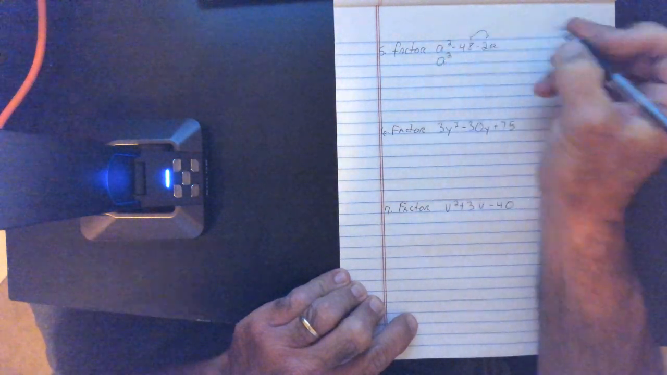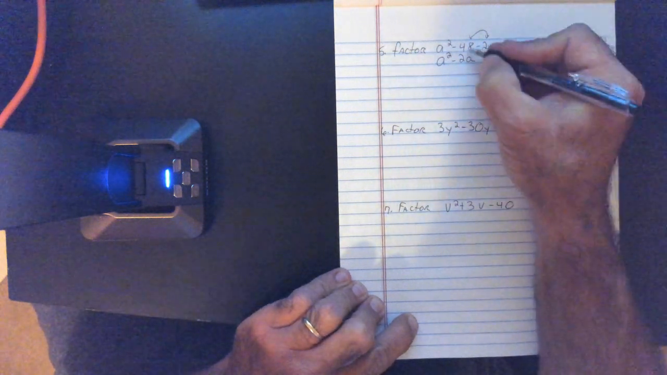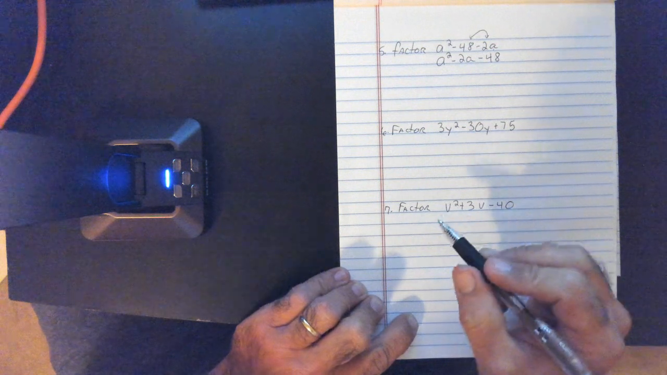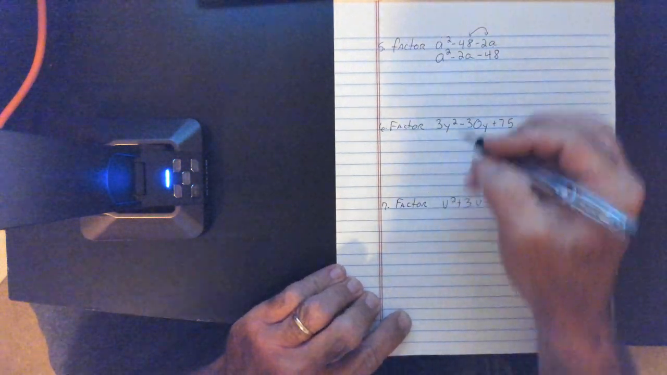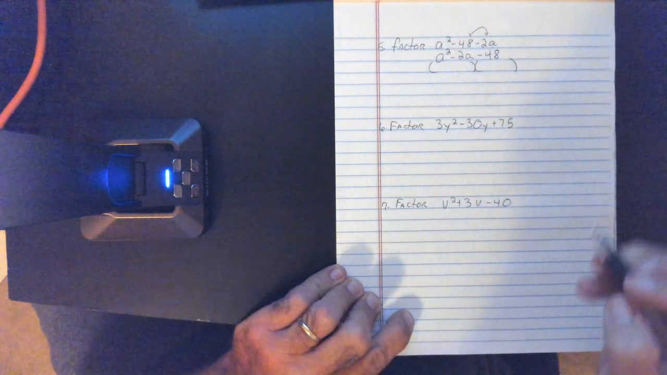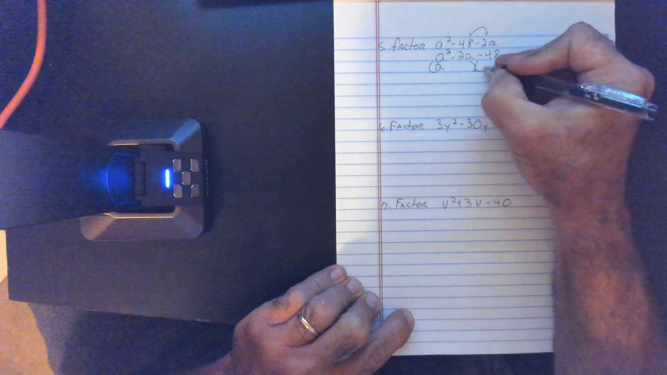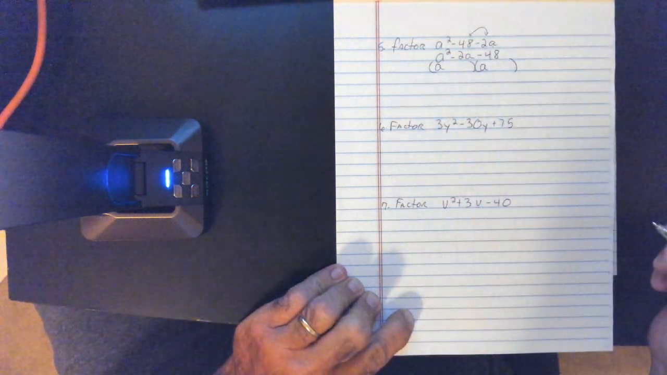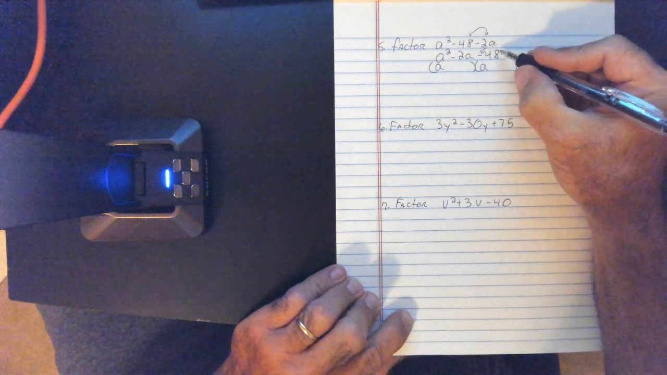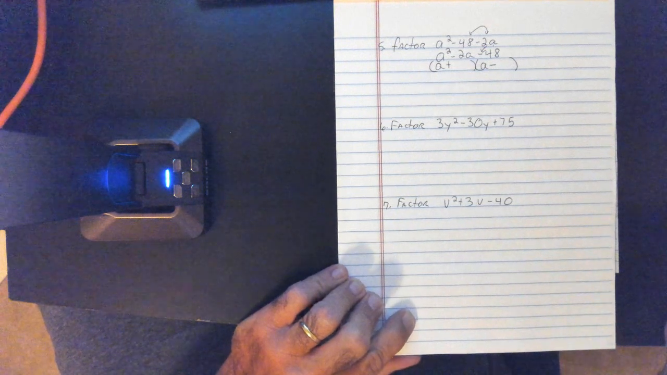There's my a squared. My negative 2a goes next. Then my negative 48. Got to be in order when you factor. Now, there was no GCF still, so I'm going to go into my parentheses. Alright, the only way to get an a squared is a times an a. Now, since this is a negative 48 at the end, that means I'm going to have unlike signs.